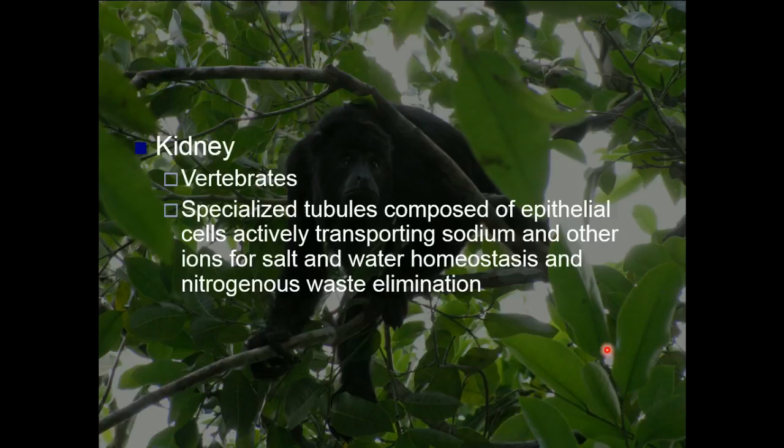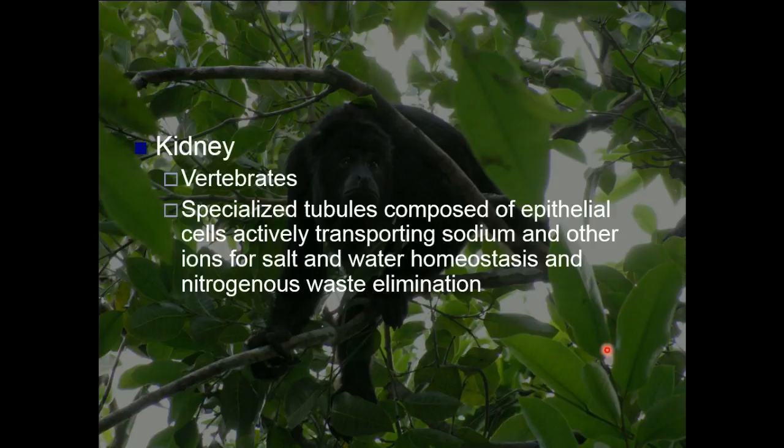Alright, so finally let's talk about the kidney as we find it in vertebrates. We're going to see that this network of tubules is highly specialized and complex, and that epithelial cells actively transport sodium and other ions for salt and water homeostasis and nitrogenous waste elimination. There's still a lot of movement across the epithelial cells inside of the kidney.